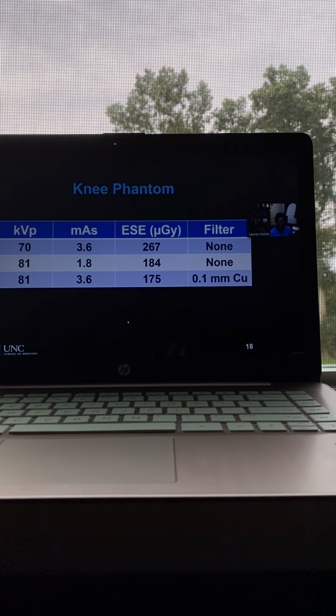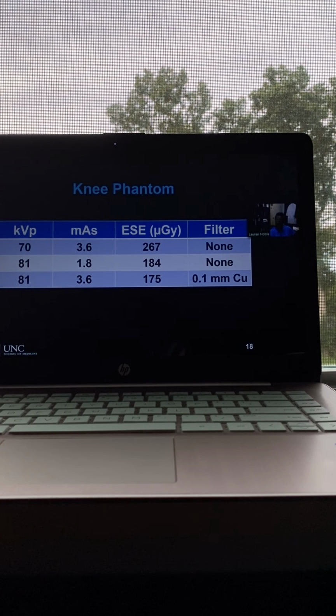But then look what I did. I went back up to 3.6 mAs. And why in the world would I do that? Because I've doubled the mAs. So now you'd think that the exposure to the patient would go up. Well, yeah, it should go up to the patient. But notice what I did. What did I do to that dial filter? Added 0.1 millimeters of copper.